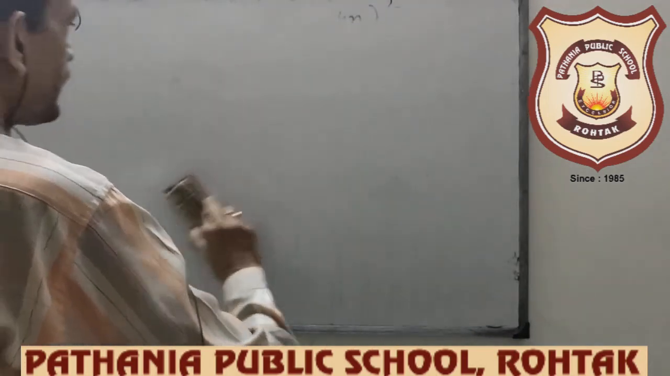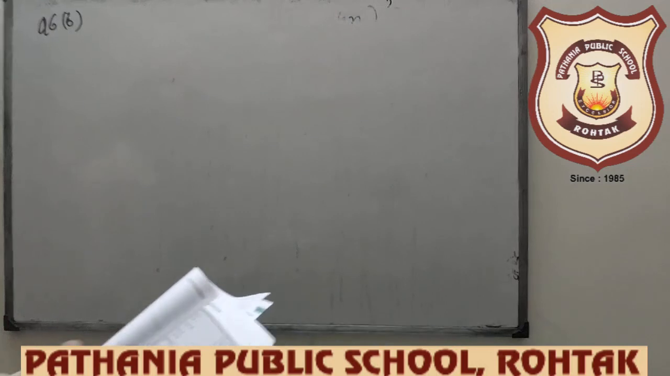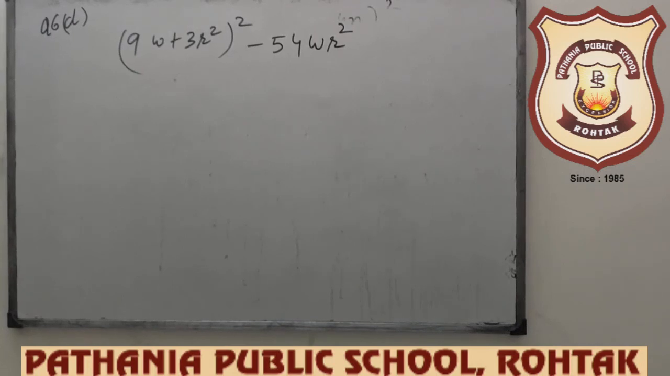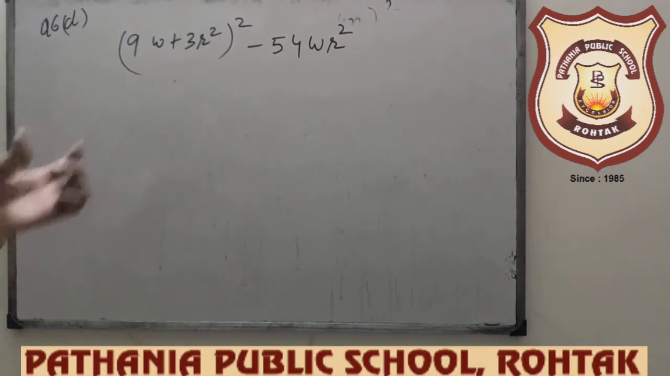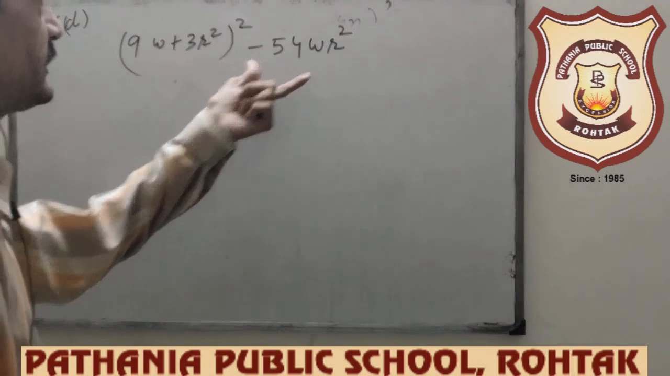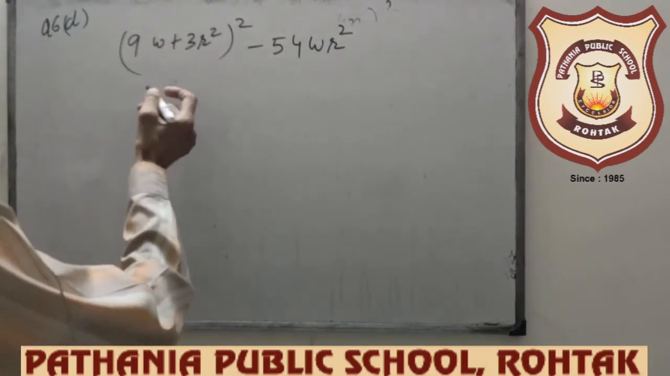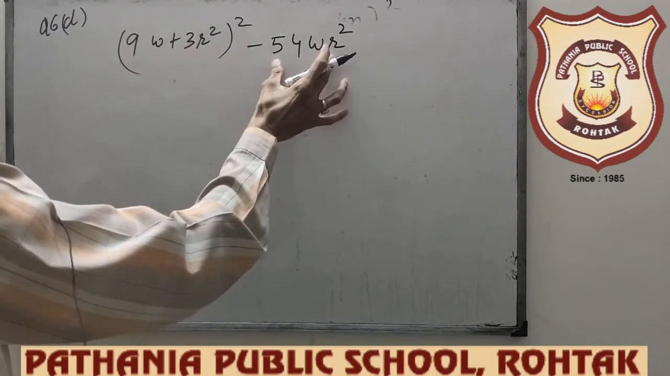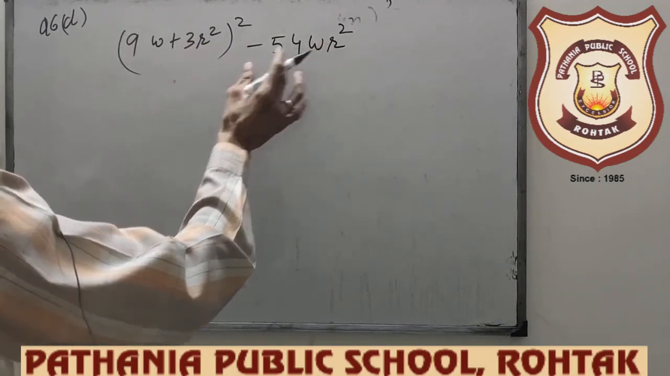I want to write one more part. Let us discuss this also. Question number 6. So beta, in this question, this whole square is given and then one term is there. So I want to discuss this only for this reason: open this whole square, because this is not the whole square of any term.